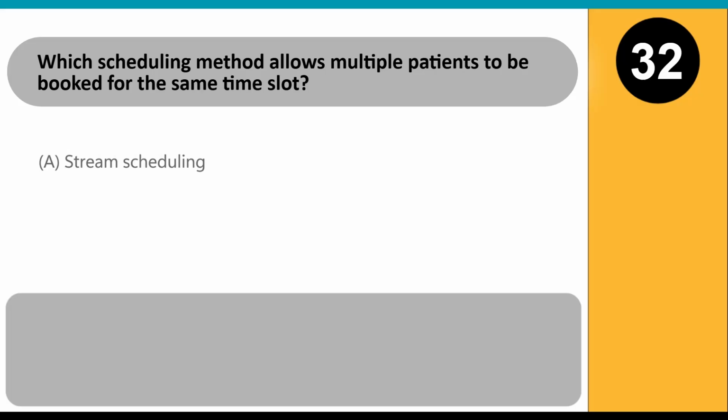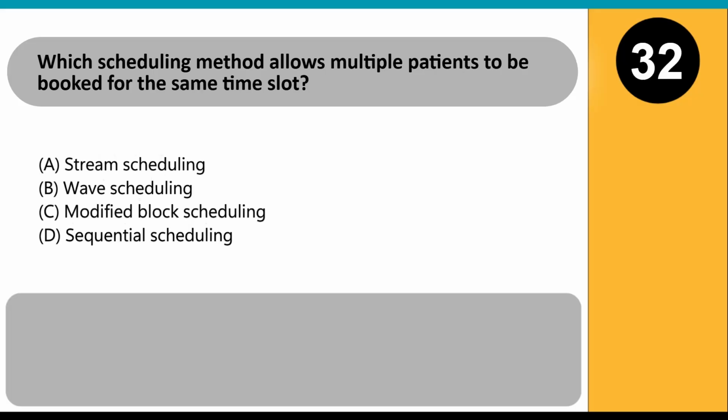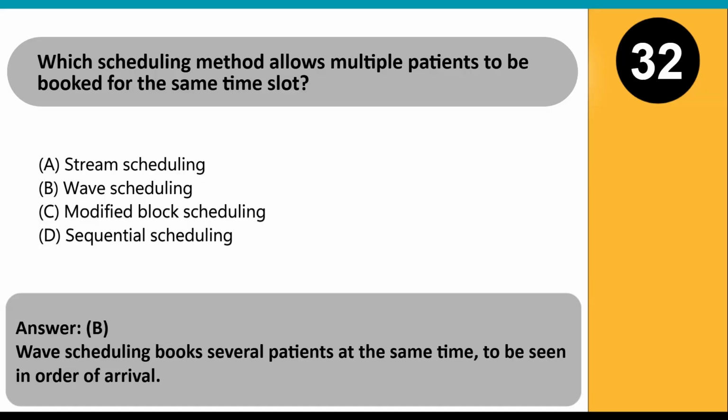Which scheduling method allows multiple patients to be booked for the same time slot? A. Stream scheduling. B. Wave scheduling. C. Modified block scheduling. D. Sequential scheduling. Answer B. Wave scheduling books several patients at the same time to be seen in order of arrival.